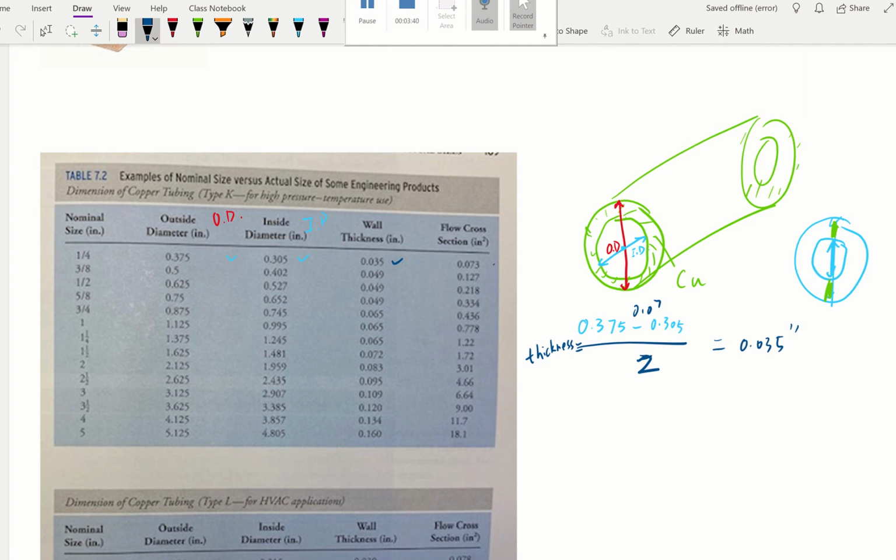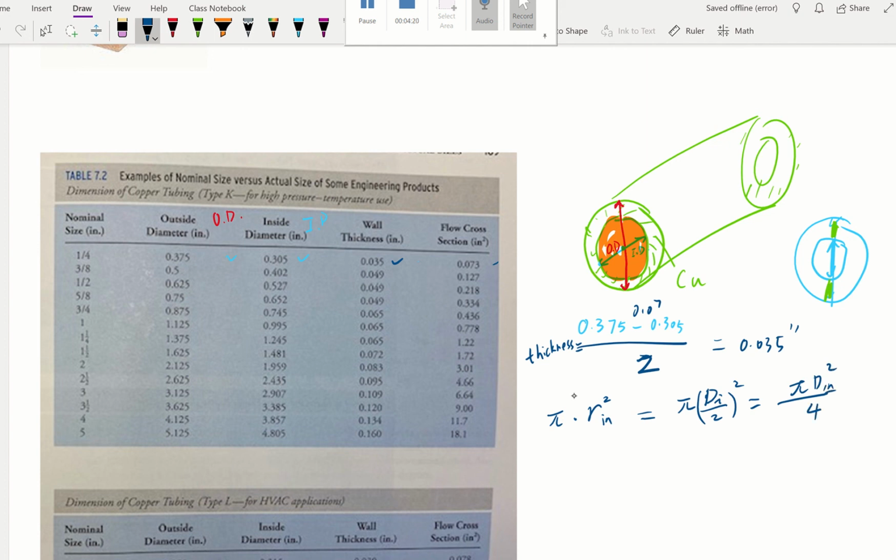Then they give us this column, flow cross section. Well, we know the flow only goes through this hollow part. That's going to be the flow cross section area, and it's a circle, so it's going to be pi r squared, and r here is the inner circle radius. Sometimes we use diameter, so the radius is the inner diameter over 2. So we use pi d squared over 4. That's another expression for area.